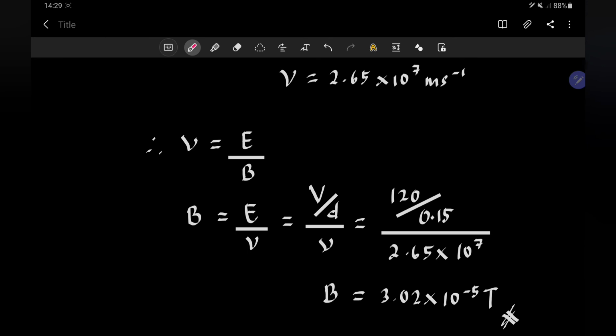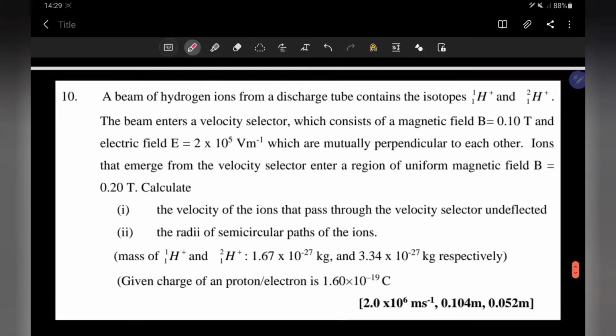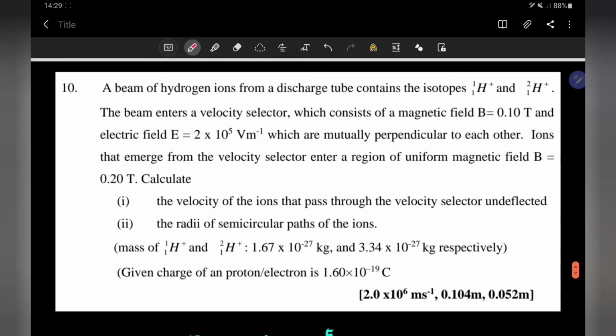Okay, next is question number 10, which is our last question. Again, it's about the mass spectrometer. We are talking about the velocity selector and the evacuated chamber. A beam of hydrogen ions from a discharge tube contains the isotopes hydrogen and deuterium. The beam enters a velocity selector which consists of a magnetic field B, given here as B1, and an electric field, given here as E, which are mutually perpendicular. So B and E are perpendicular to each other. That is normal in any velocity selector.